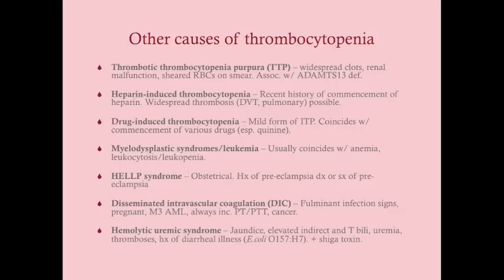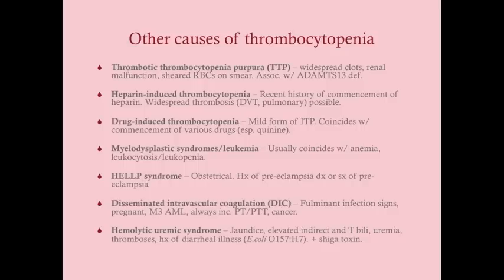Hemolytic uremic syndrome usually happens in association with infection from E. coli O157:H7, and this will manifest as jaundice because of the hemolytic anemia, the hemolysis. With this you'll get an elevated indirect and total bilirubin. You can also get uremia, and thromboses because of the clots.